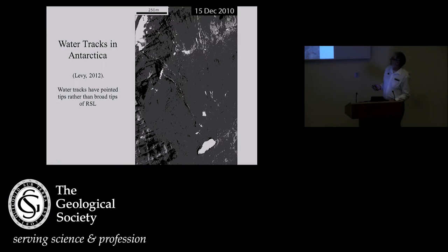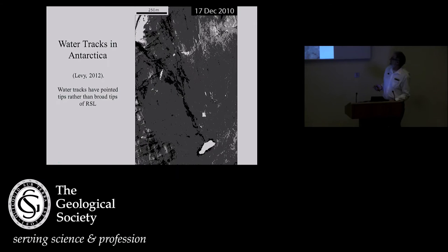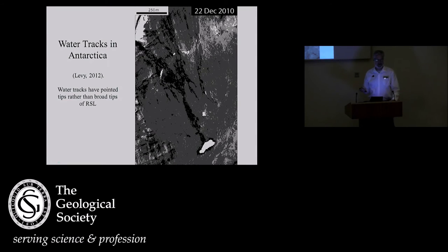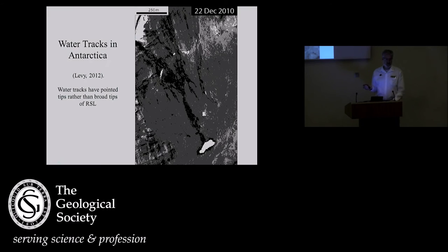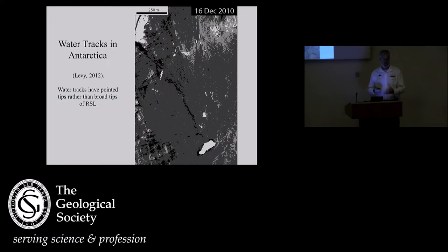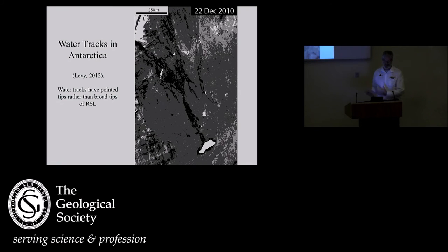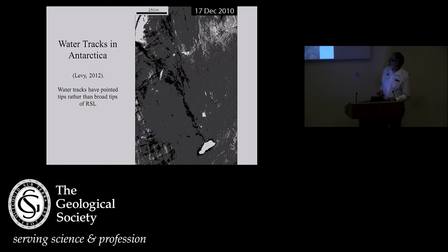What's often bothered me about this particular GIF is how these water tracks have these pointy tips to them, whereas the RSL tend to have these more blunt tips. But I've seen other water track images in which they have a more blunt tip, so I don't know if that is an important distinction or not.